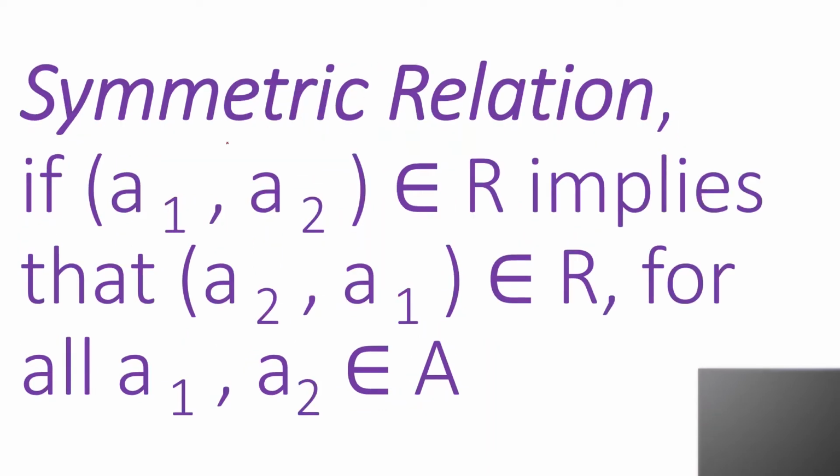Second thing is symmetric relation. The relation is called symmetric if A1 is related to A2, as well as with the same relation A2 is related to A1. Then we can say that the relation is symmetric.